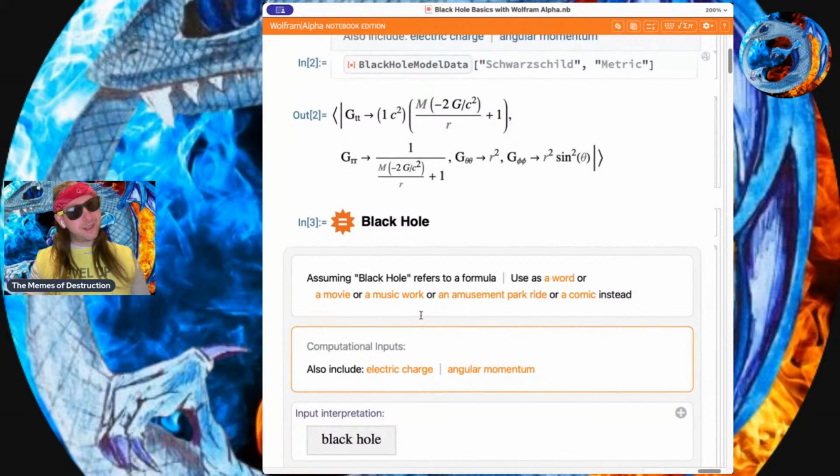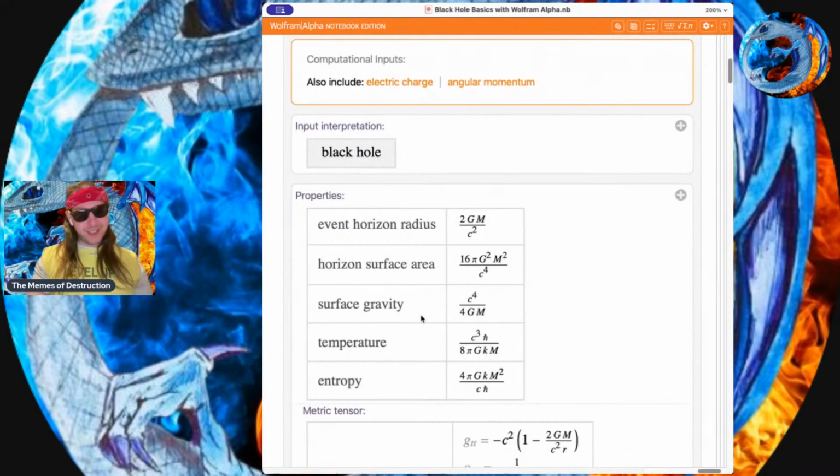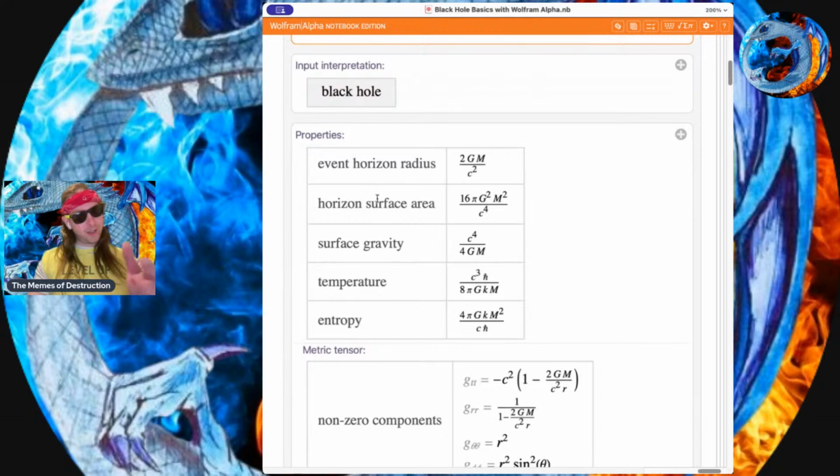But what do we got here? All right, black hole. So we're just doing the basic formula here. Now it's going to have the math and everything, but don't worry, you literally just copy what it's there. You can just type the exact same things. So we're going to go over the properties.